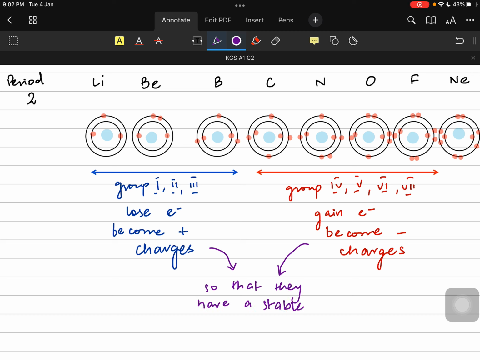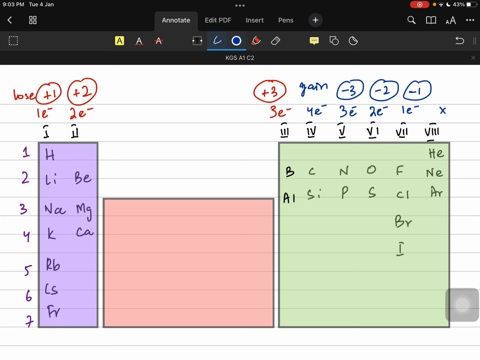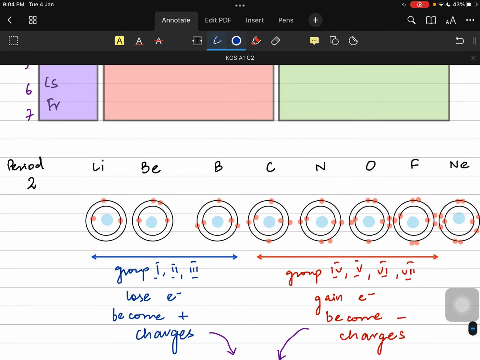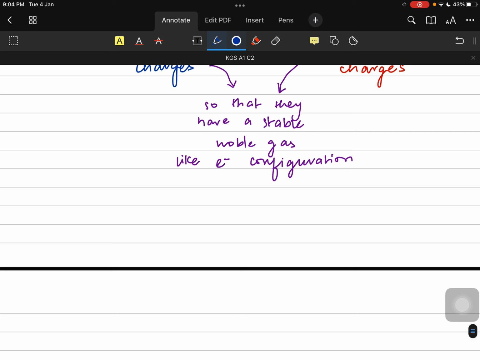So generally the periodic table tells us that atoms want to lose or gain electrons depending on their group number. Group 1 will always lose 1 electron, group 2 will lose 2, group 3 will lose 3. Group 4, for example, has 4 electrons in the last shell, so it generally gains 4 to have a noble gas-like configuration. Similarly, group 5 already has 5 electrons and gains 3. Group 6 gains 2. Group 7 gains 1. This is how we know that they always lose or gain electrons.